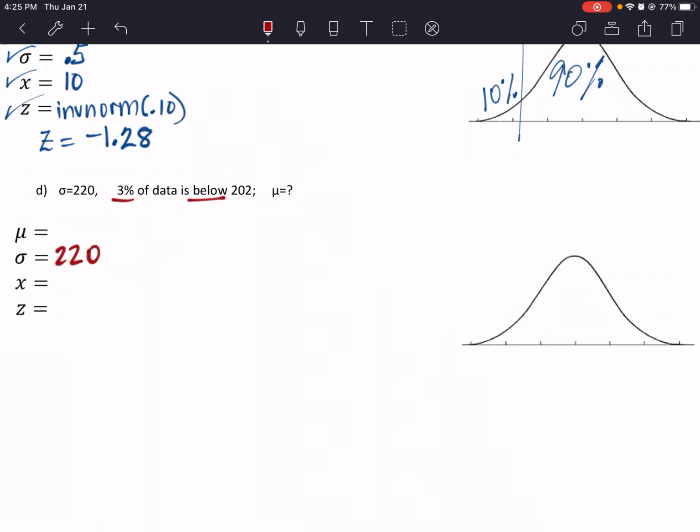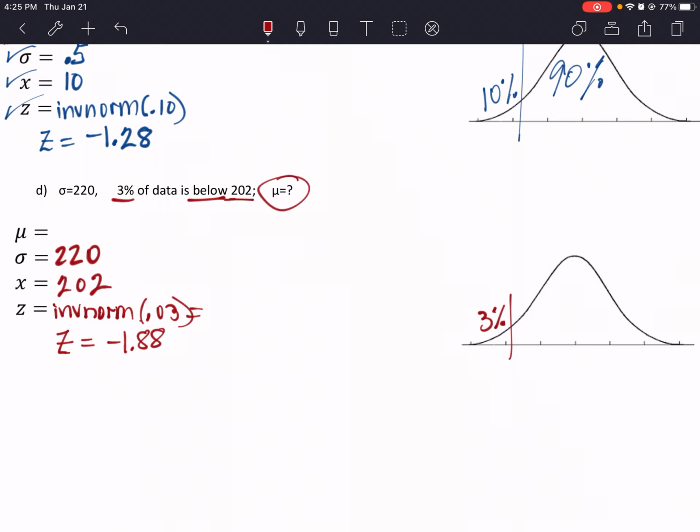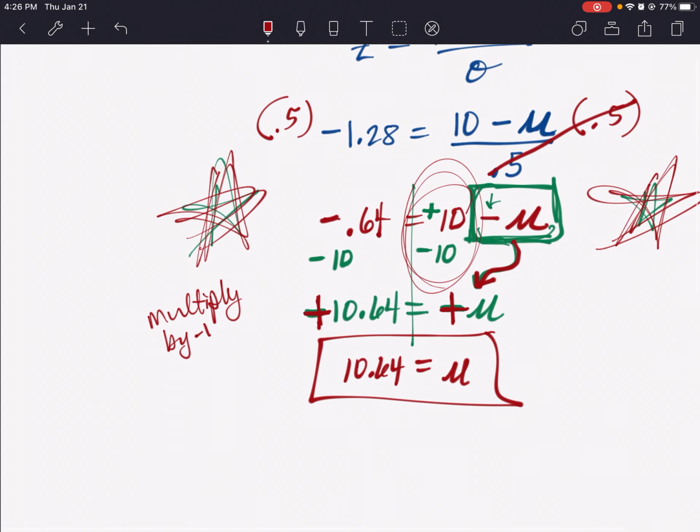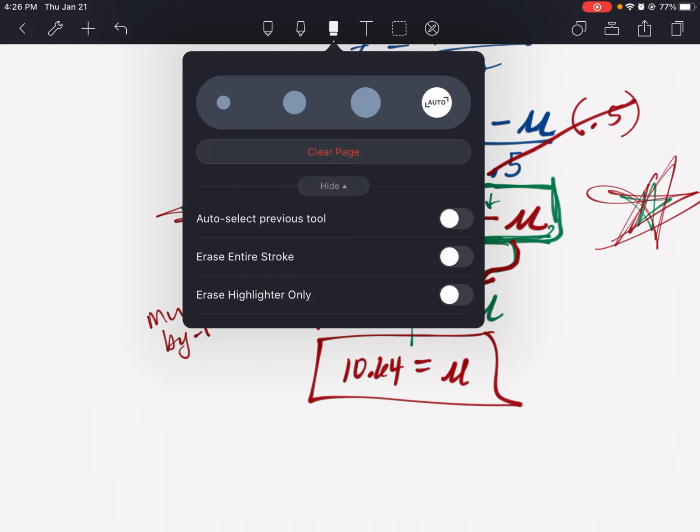3% is below, so that's nice. Inverse norm of the 0.03 is the z at that spot. So that z-score is negative 1.88. So my x is, 3% is below this number, 202. And again, I know the mean is what is unknown. Okay, let's do it. Here we go. Oh yeah, let's show the algebra. And clear out our old problem.